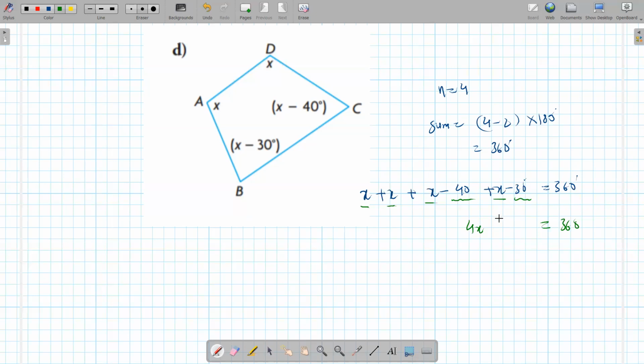10? No. Minus 40 minus 30 is not 10. Plus 40 minus 30 is 10, not minus 40 minus 30. 70? Minus 70. Now this is much cleaner, and we can do this in 2 steps. Step 1, add 70 on both sides. What does that give? 440 equals 4x, and then divide both sides by 4. x is 110.